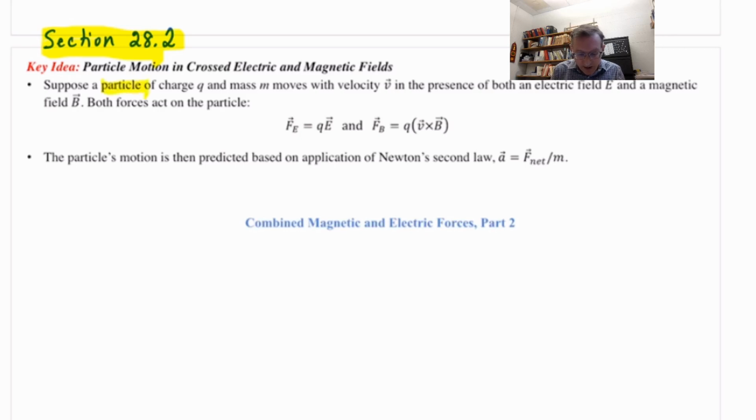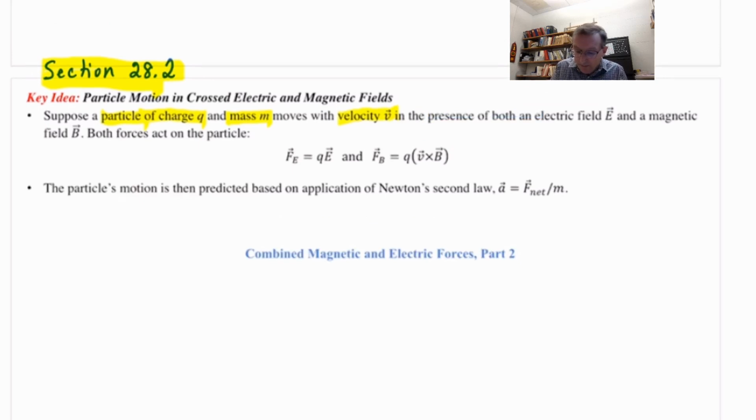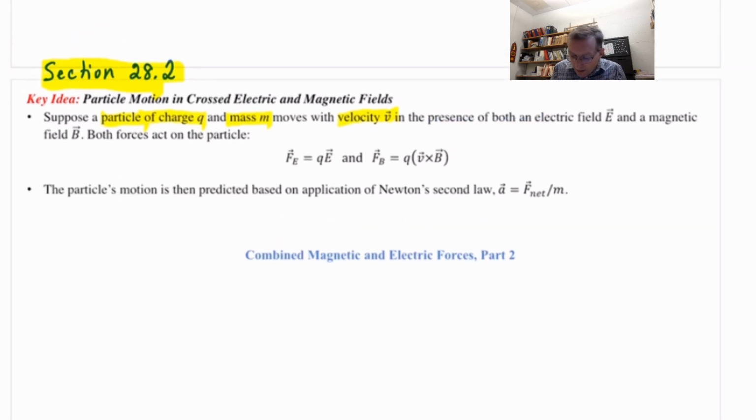Okay, so here is the scenario. We have a particle. It's got electric charge Q, that might be positive, that might be negative charge. It's got mass m, that's definitely positive. It's moving at a certain moment in time with a velocity v arrow. And it is in the presence of both an electric field E arrow and a magnetic field B arrow.